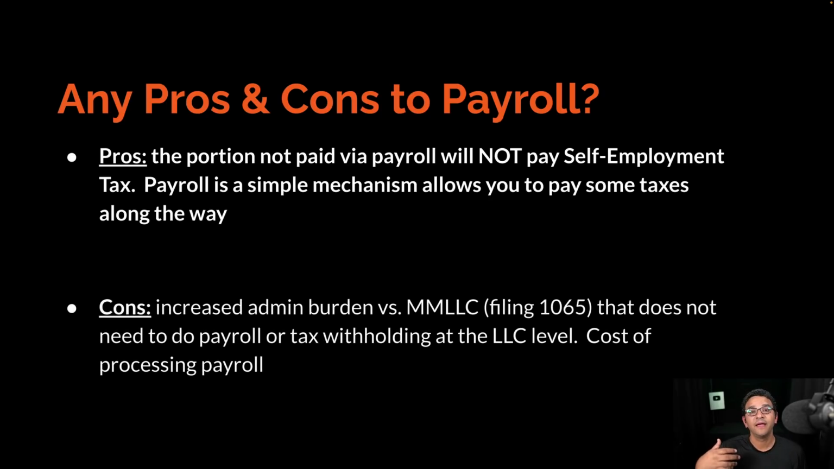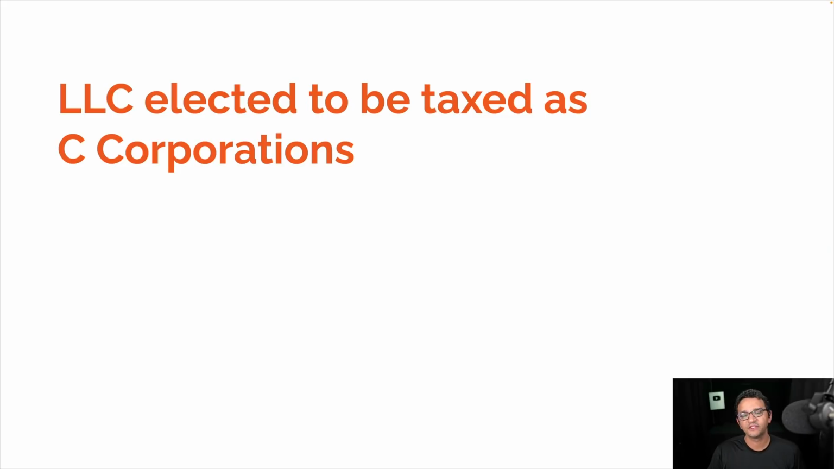Some of the cons is that it's more administrative expense, right? You have an S corporation or an LLC converted to an S corporation, you have to run payroll, pay a payroll service, and withhold tax throughout the year. Whereas with a single member LLC or multi-member LLC, you don't have to do any of that. And you don't have to pay the payroll costs. You just have to make the estimated taxes the way we spoke about.